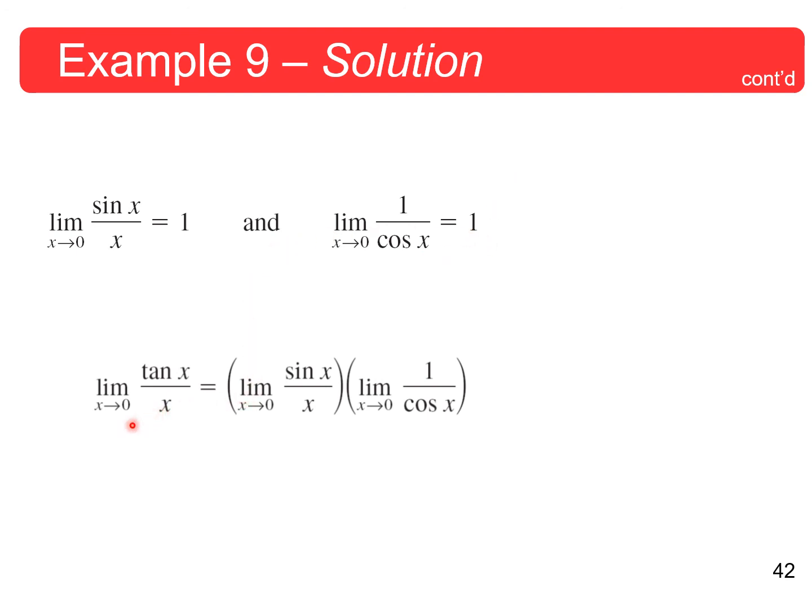Then you plug this in here. As I've said, the limit of the product is equal to the product of the limits. So the limit of tangent of x over x as x approaches 0 is equal to the limit of this expression, which is equal to 1, times the limit of this expression as x approaches 0, which is also equal to 1. So therefore, we have 1 times 1, which is equal to 1. So the limit of tangent x over x is equal to 1.